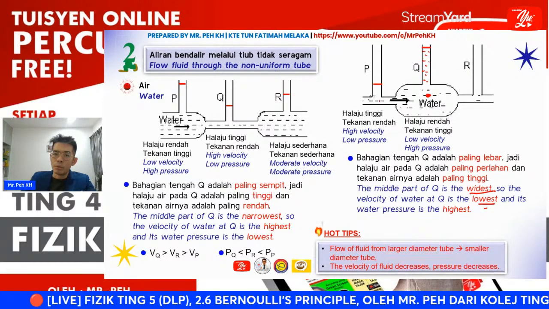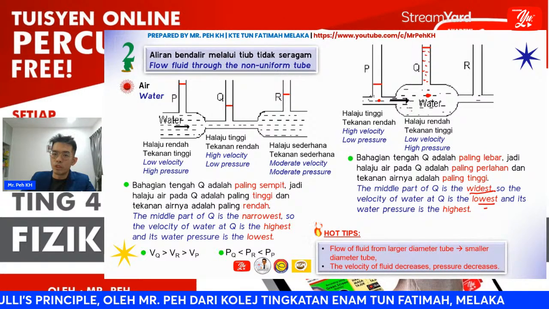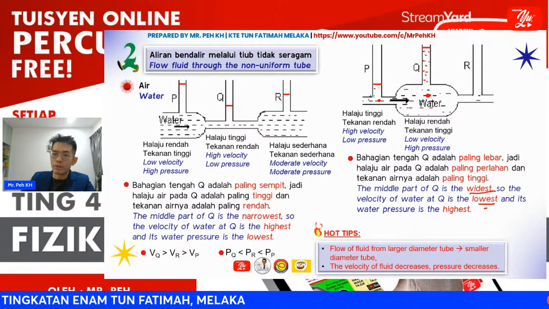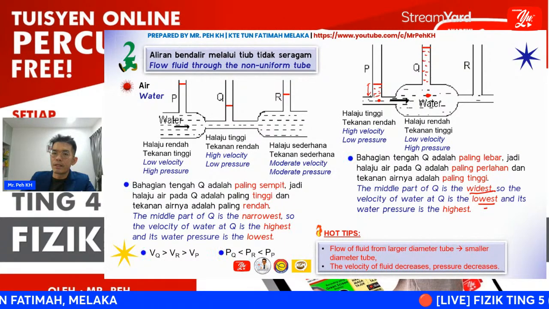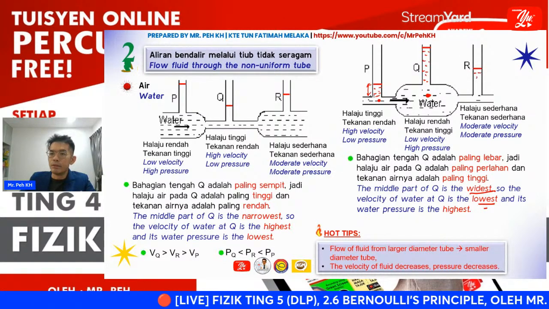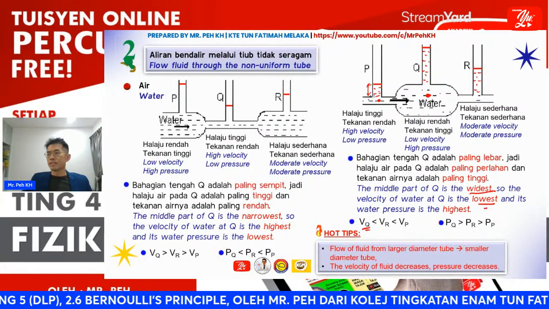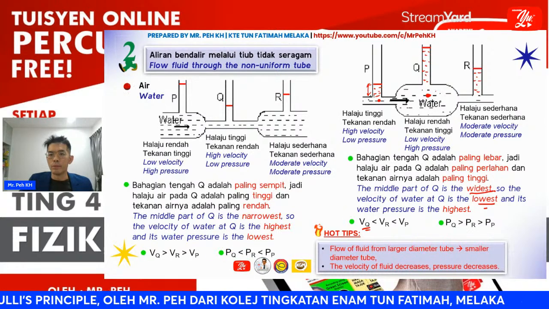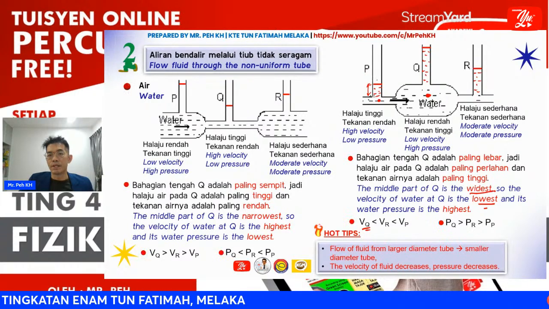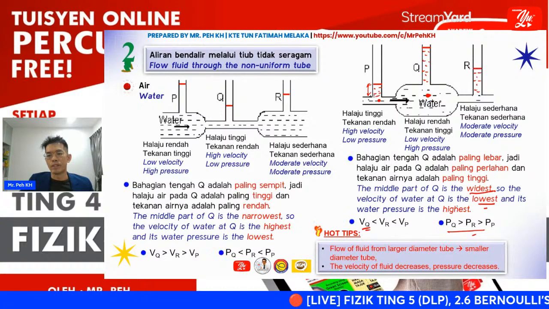For P, the water will be flowing from a narrow area to a wider area, so the speed will be highest compared to R. So the pressure will be lowest, and the water level will be lowest compared to the others. So R will be in between. This is the velocity comparison, just as we explained already. VQ will be the slowest, followed by R, and then P will be the fastest. So the pressure will be vice versa, and the level of water will be according to the water pressure.